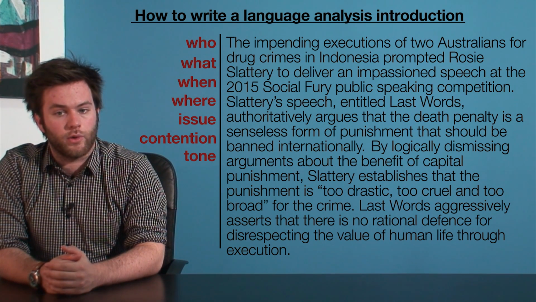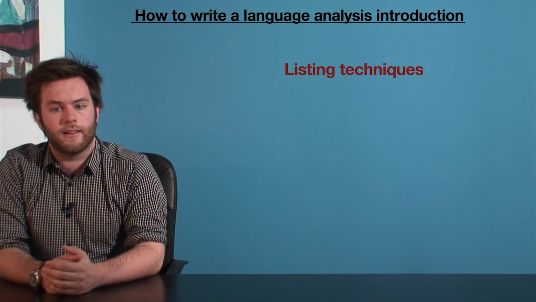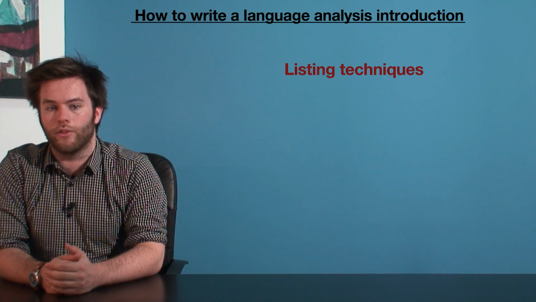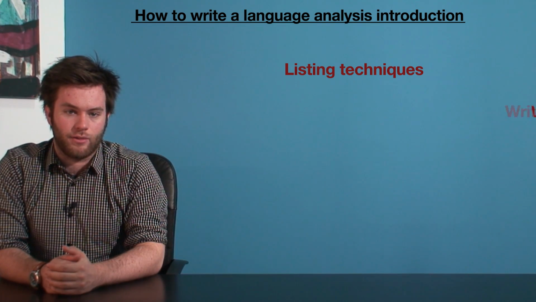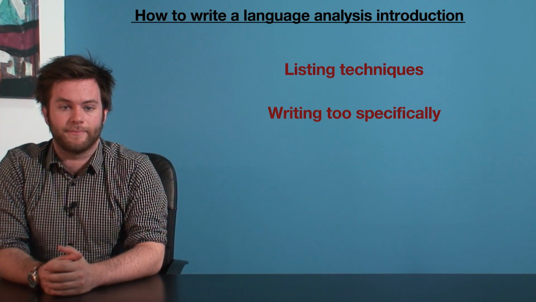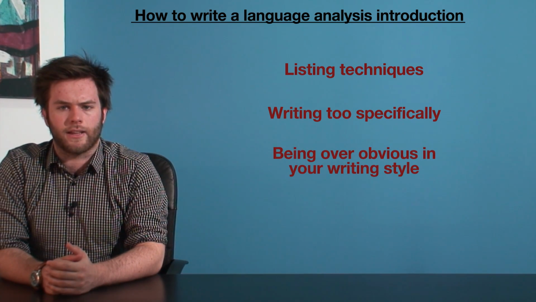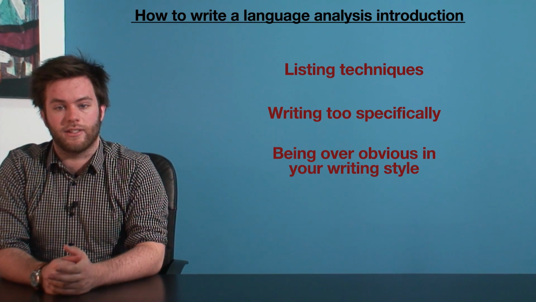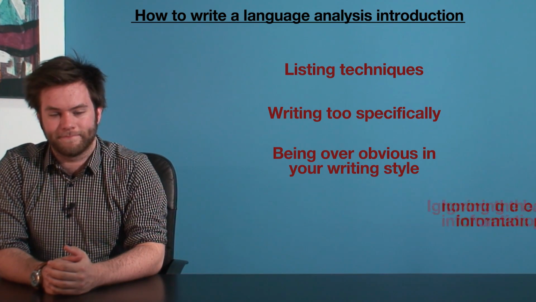Some pitfalls to avoid when writing an introduction include listing techniques. Just rattling off a list of techniques that occur in the piece makes it look like you've run out of things to talk about and are just trying to fill space. Writing too specifically. Save your examples for the body paragraphs. Being over-obvious in your writing style. Saying things like, for example, or the tone is, and the contention is. Instead, try and weave these things in seamlessly.